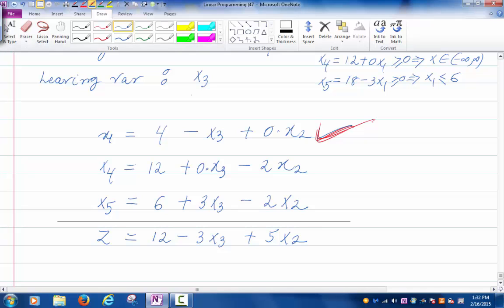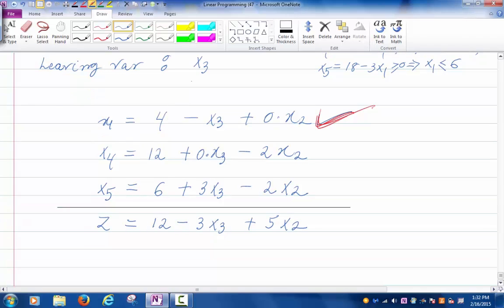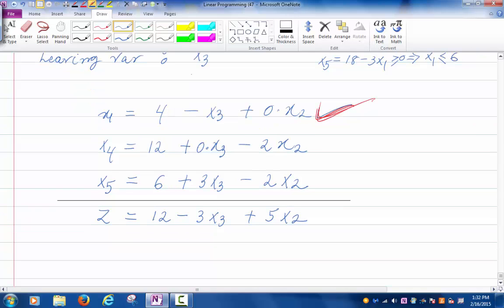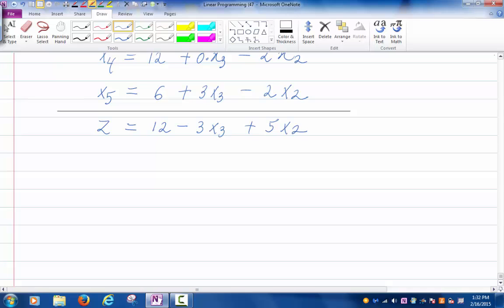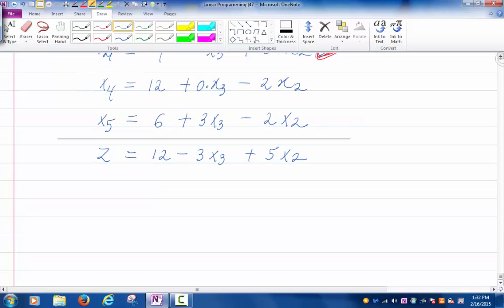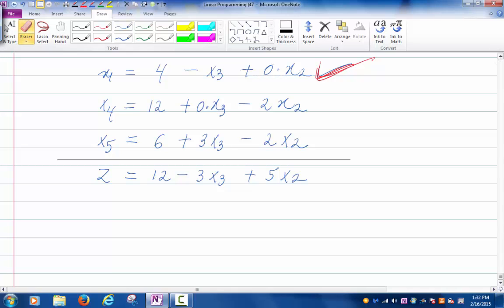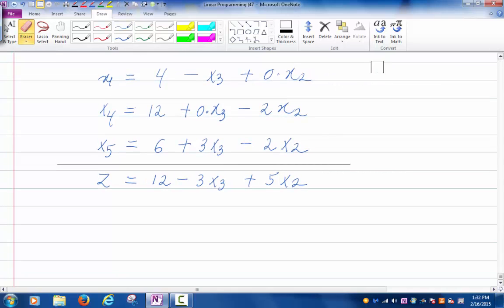Now, let me ask you this. What would be my next step? Have I achieved my optimal solution yet? How do I know I haven't? Anyone? How do I know I haven't obtained the optimal solution? In the z row, I still have a positive coefficient for x2. It means that I can still increase z in the direction of x2. That doesn't mean I can, but there is a possibility. So we have to check.